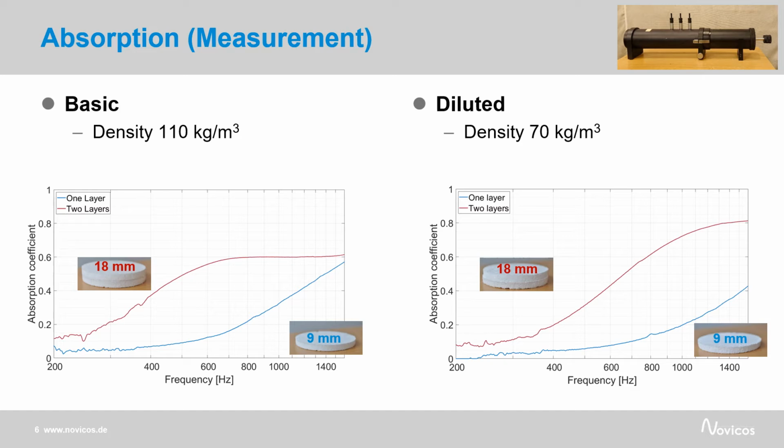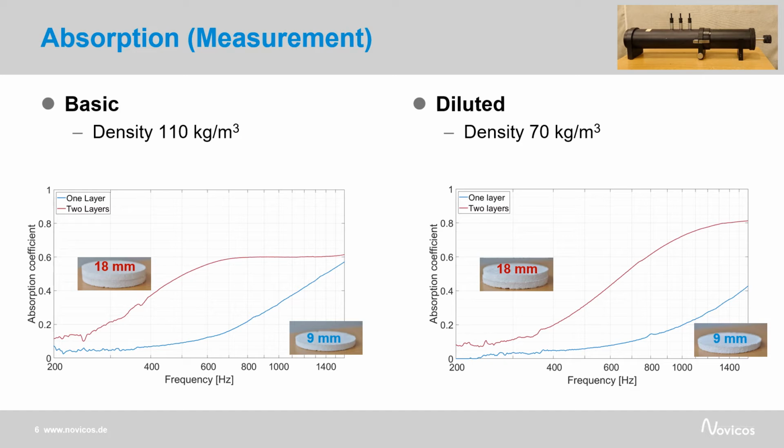Comparing diluted with basic, the absorption for one layer is lower at all frequencies. But two layers of diluted show a different behavior in the higher frequency range than the basic material. This leads to the assumption that the acoustic properties of these materials are not the same.